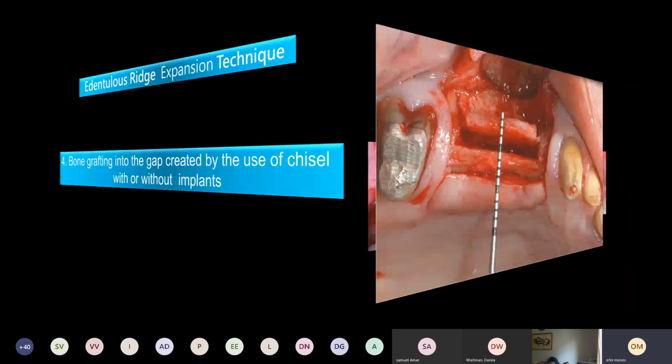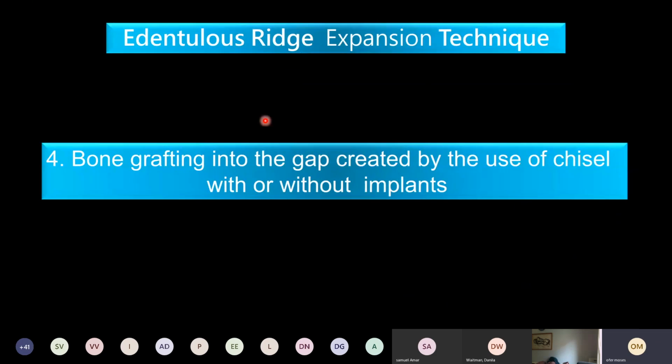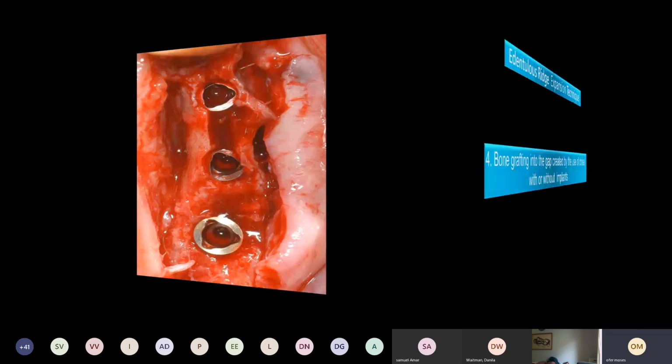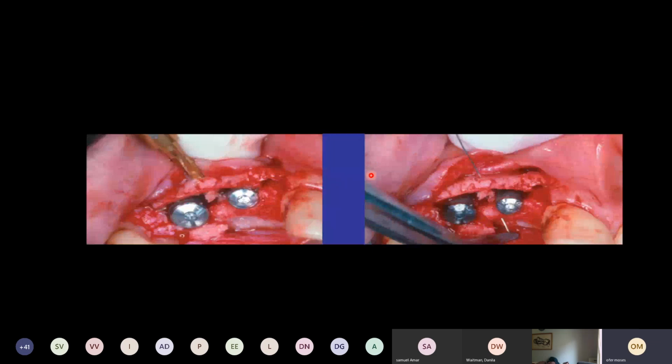Till now, what we did is 3 things. 1, flap elevation. 2, we did the osseous incision, and we actually opened the gap by osteotome or a chisel. Stage number 4, we graft bone, or we push the bone into the area with a graft. I'm sorry, I mixed it up a little bit.